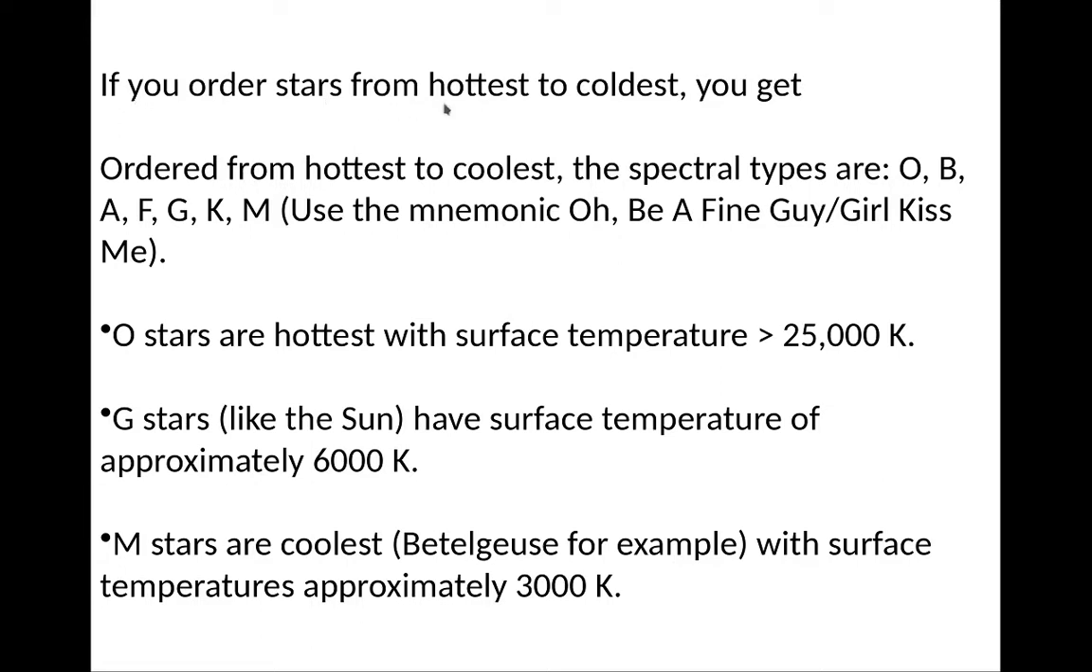If you order stars from hottest to coldest, the spectral types are O, B, A, F, G, K, M, right? Initially this was A, B, C, D, but if you order them by temperature, it's O, B, A, F, G, K, M. The sun happens to be a G star. The mnemonic means: Oh be a fine guy/girl, kiss me. O stars are the hottest, with temperatures greater than 25,000 degrees Kelvin. G stars like the sun have a surface temperature of about 6,000 degrees Kelvin. And M stars are the coolest stars, Betelgeuse for instance, with a surface temperature of approximately 3,000 degrees Kelvin.